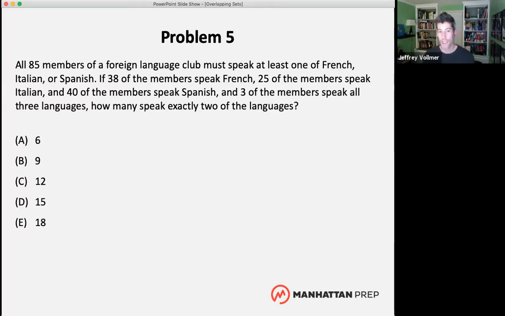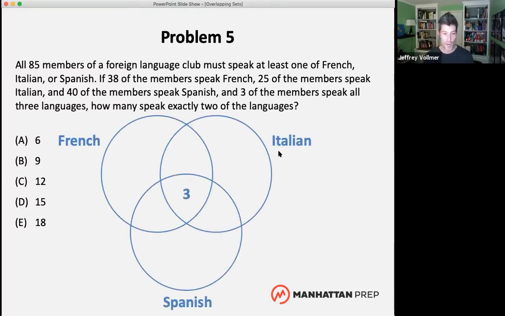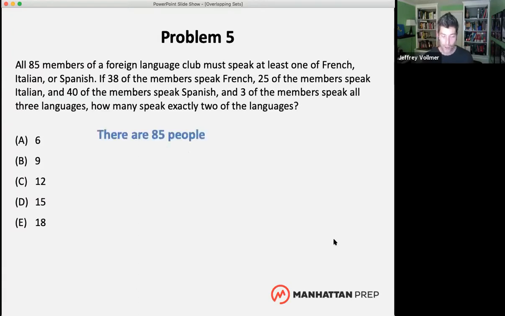So the way that I would think about this problem, and you can't work inside out on this one, because if I tried setting it up, I'd have 3 here. 3 speak all 3 languages, but then what? Then I'm trying to figure these out, and I know like 38 people are in this bubble, but how many are here and here and here? It gets a little weird to think about. So the way I think about it is like this. I know there are 85 people in this club. Let me get all these people in an auditorium. Everyone from the foreign language club here, cool, we got 85 of you.